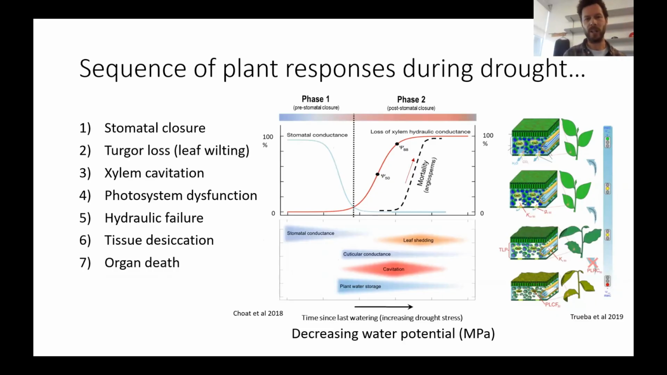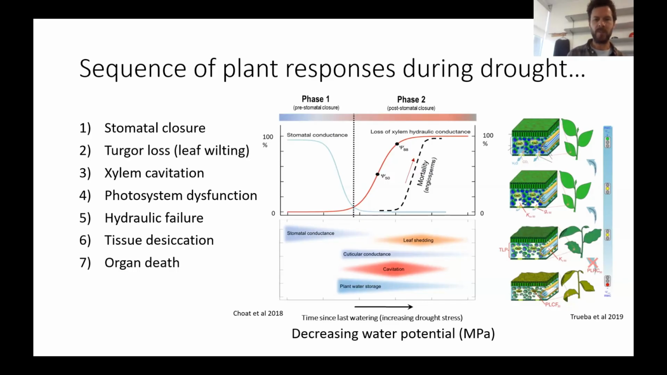During the early stage of drought, this is a layout of the sequence of these events. What you tend to get is the stomata will close as drought stress increases, the leaves will wilt, that's a turgor response, and xylem cavitation starts to occur in the water transport system.